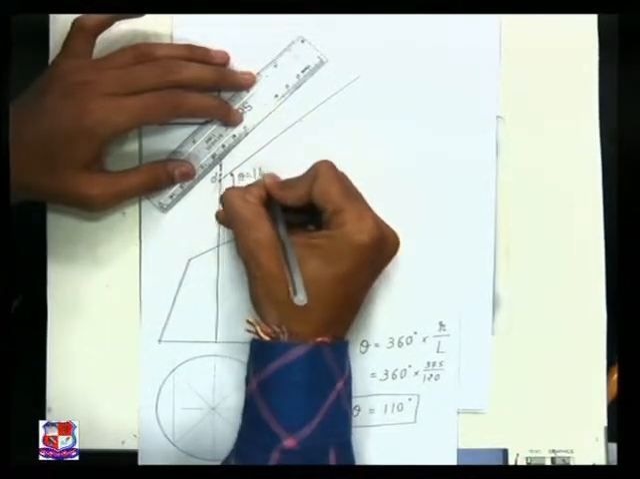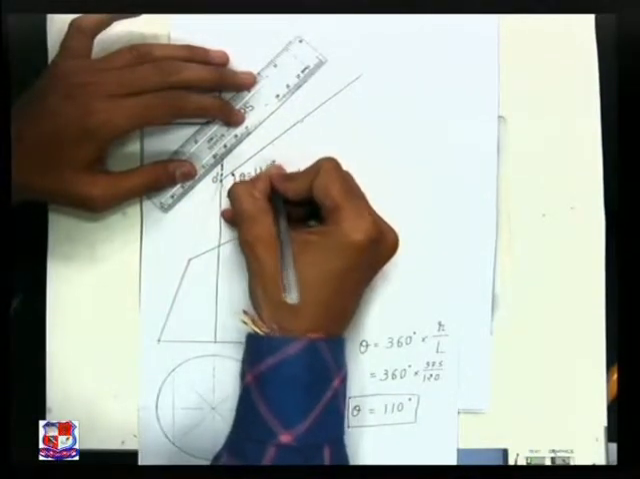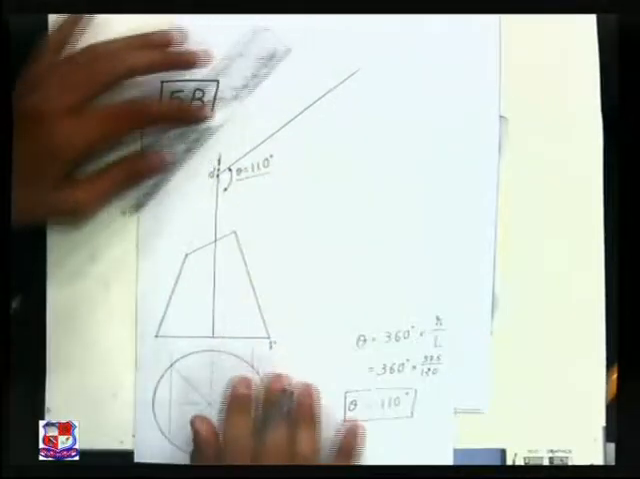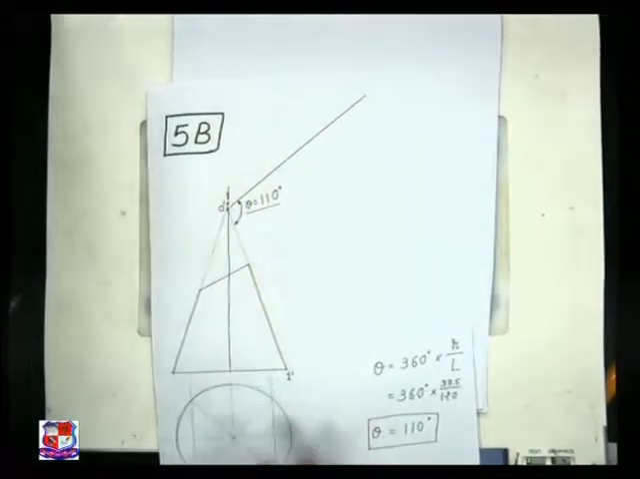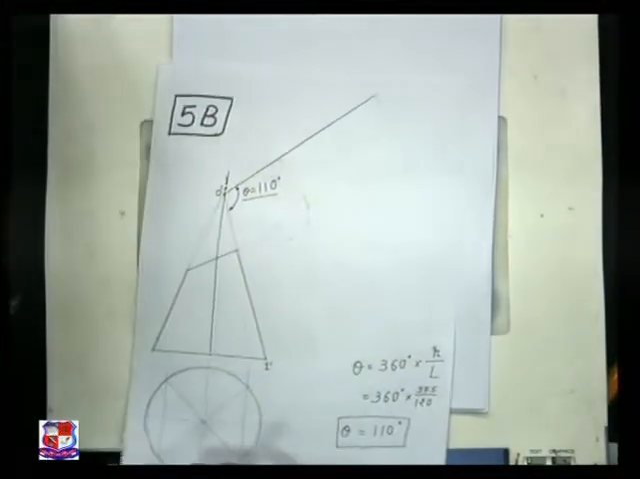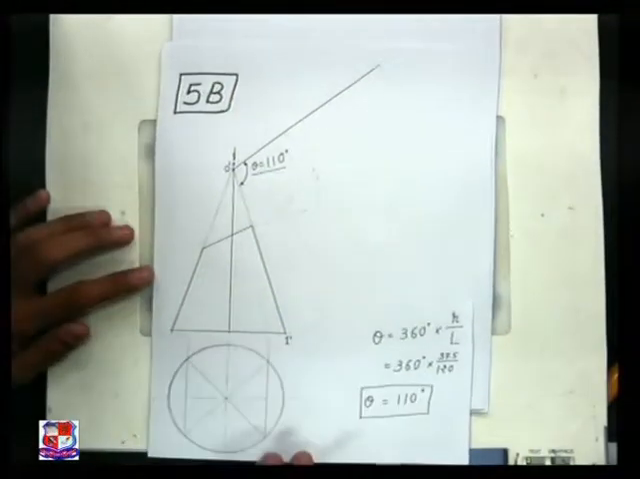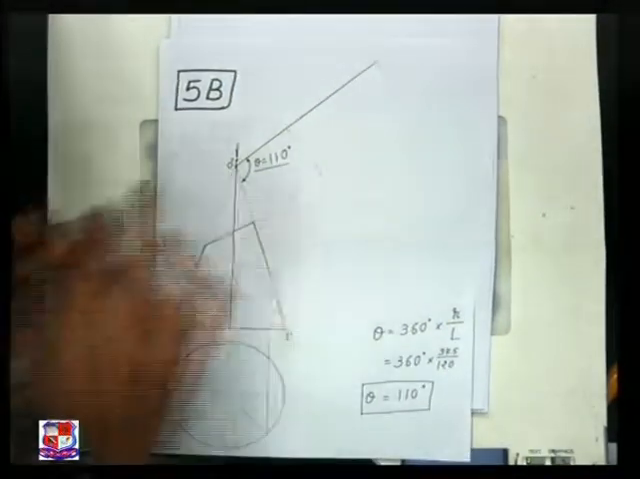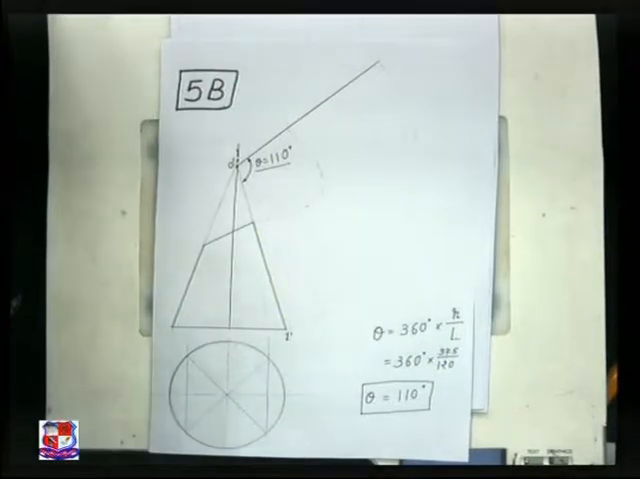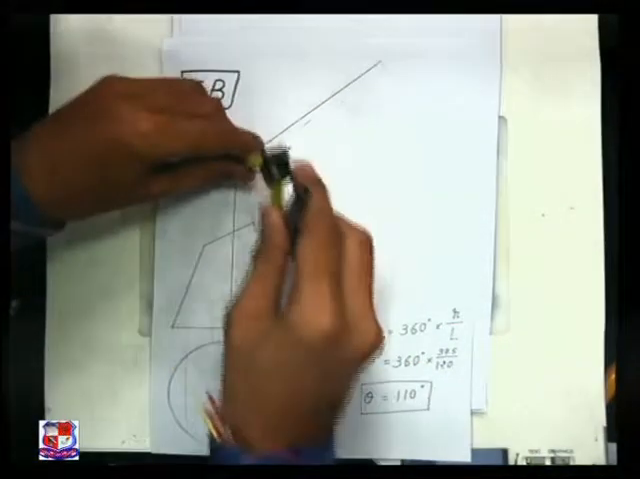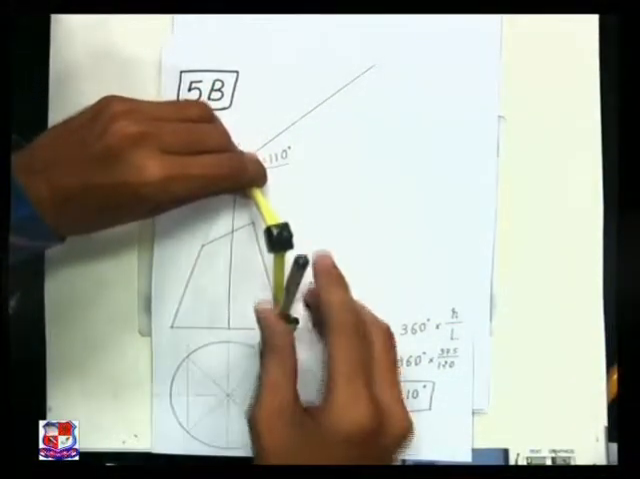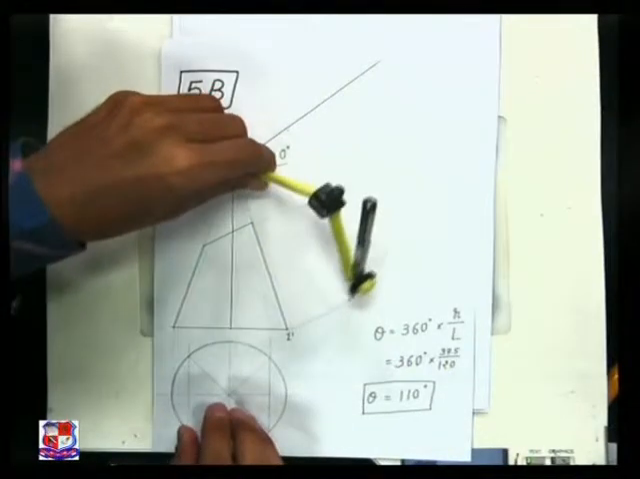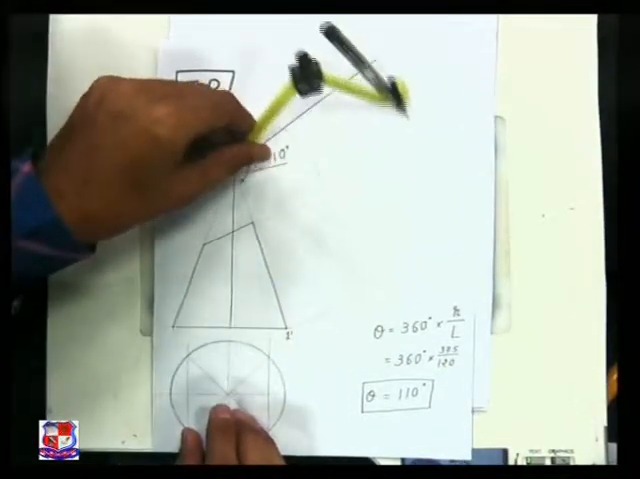That is 110 degrees in our case, or 111 degrees, it doesn't matter. One degree would not change the answer, would not affect the solution of this question. After drawing this, take O dash as a center, O dash to 1 dash as a radius, and draw an arc like this in this angle.